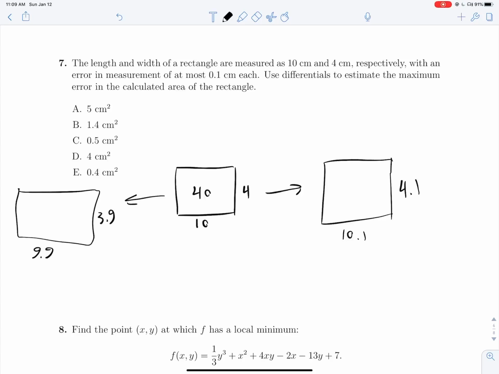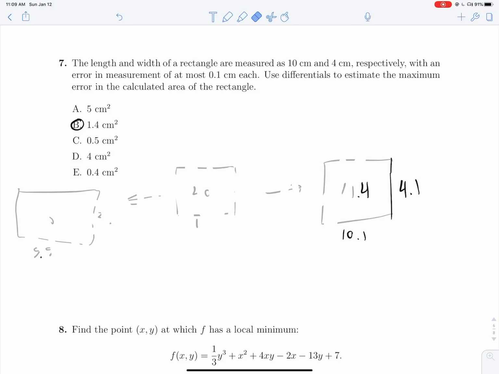Our area here, if you multiply things out, is going to be 41.4. And it doesn't matter what this area is because we know that the difference from here to here is going to be less than our difference from here to here. And so we have our answer here, which is 1.4 centimeters squared. But instead, we can actually do this the way that they want us to. Let's see if I still remember how.